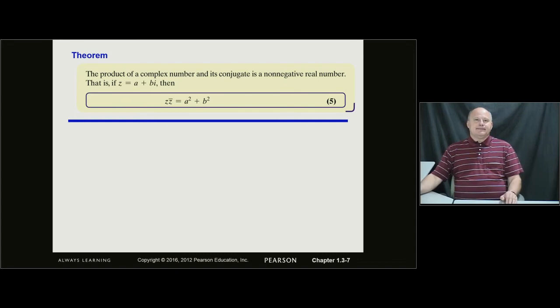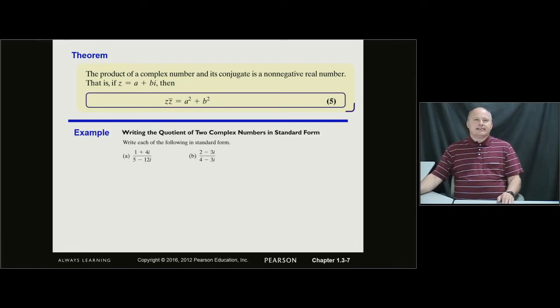Alright, let's look at this theorem. So here I wrote, it's just spelled out to you. The product of a complex number and its conjugate is a non-negative real number. That is, if z equals a plus bi and you multiply that by its conjugate, the result is a squared plus b squared, and it will be non-negative, meaning it cannot be negative. It could be 0, but it will be non-negative. Okay, so most of the time it will be a positive number, though.